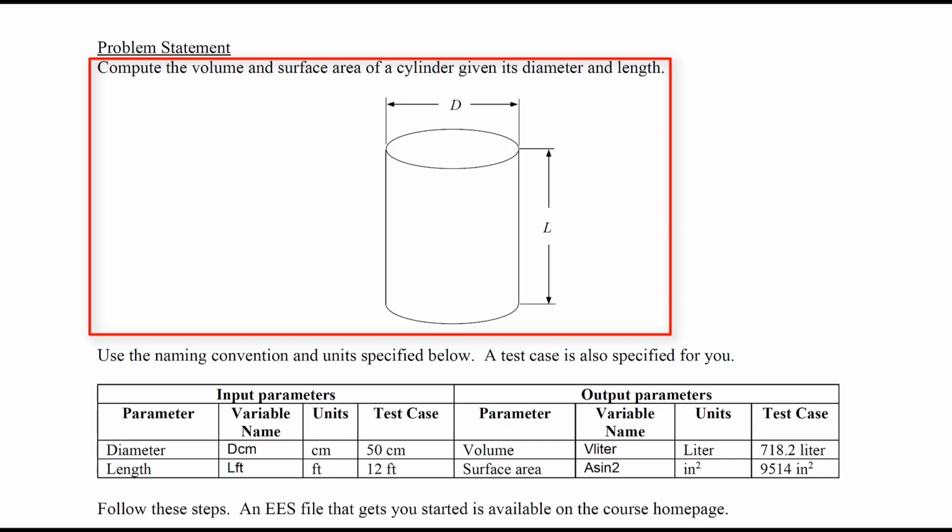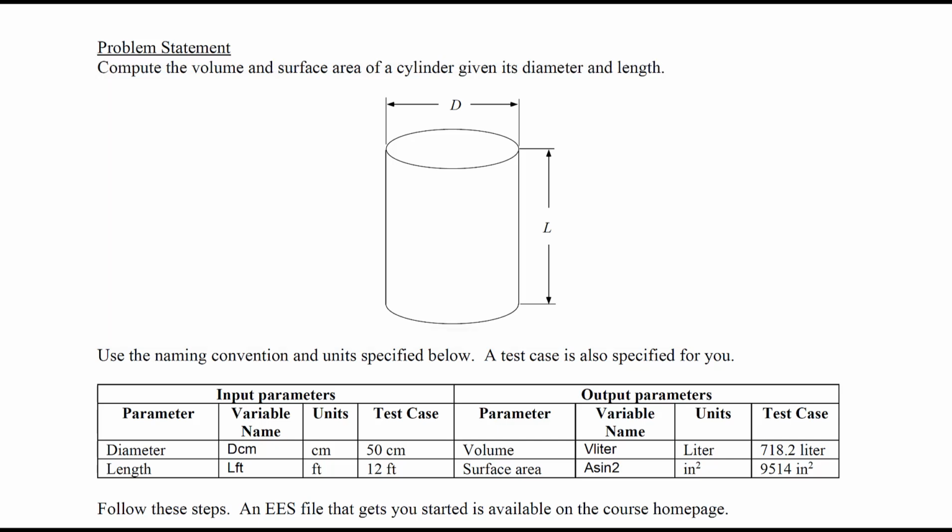Notice that I am very explicit about how the input variables, which in this case are diameter and length, must be named. So in this case, diameter has to be named DCM and length has to be named LFT, as well as the units that they are in. So diameter is going to be in centimeters and length will be in feet. Similarly, I have specified exactly what output variables are required. In this case, it's volume and surface area.